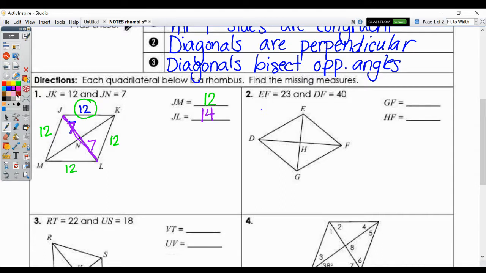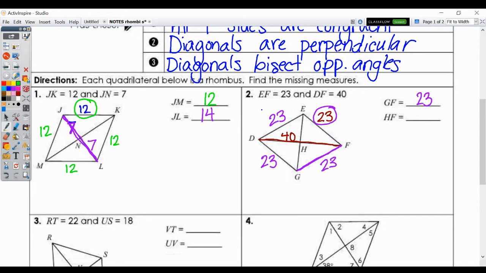Okay, let's look at number 2. It says EF is 23 and DF, which is going to be this whole thing, is going to be 40. So I'm going to draw from here to here to show that the whole thing right there is 40. So they want to know GF first. GF is going to be right here. So that's one of the sides. I know that all of the sides are going to be 23. So that means that GF is going to be 23.